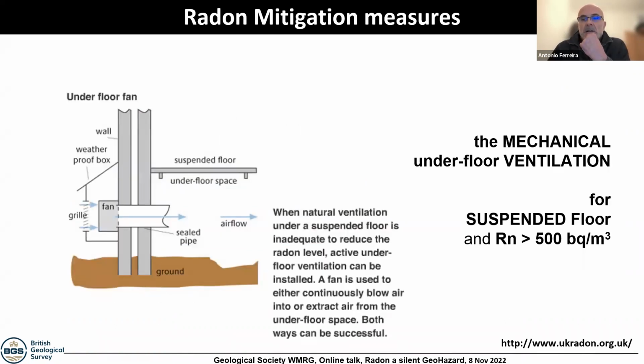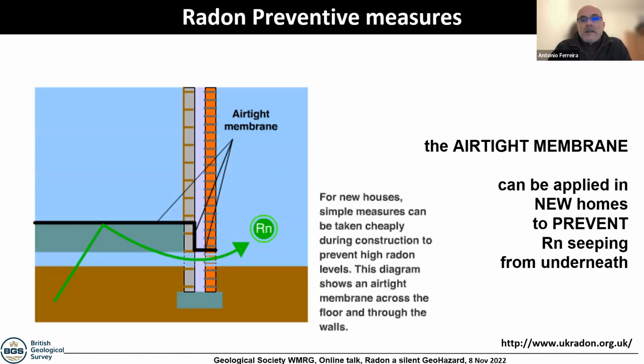The mechanical underfloor ventilation helps increase the ventilation under the suspended floor type of buildings. And finally, the airtight membrane can be applied to new homes to prevent radon seeping from the ground underneath.